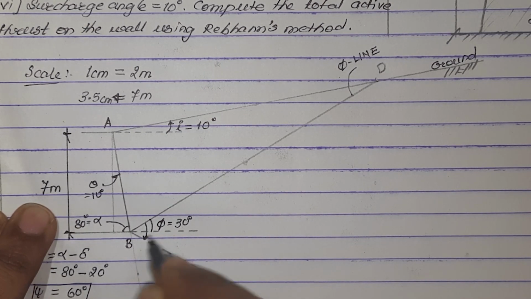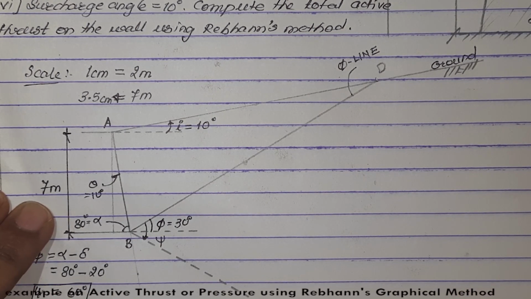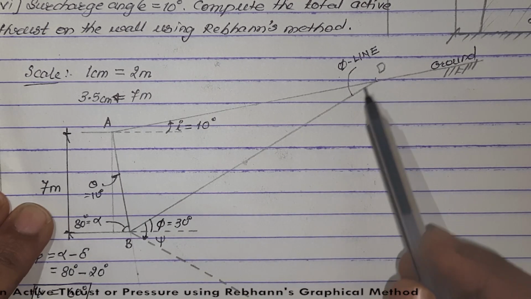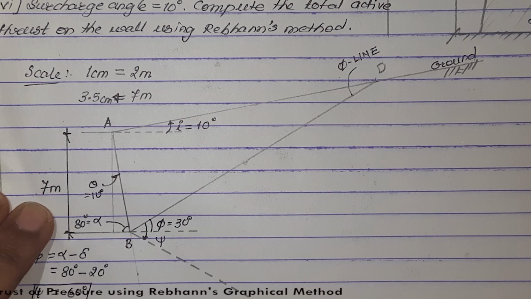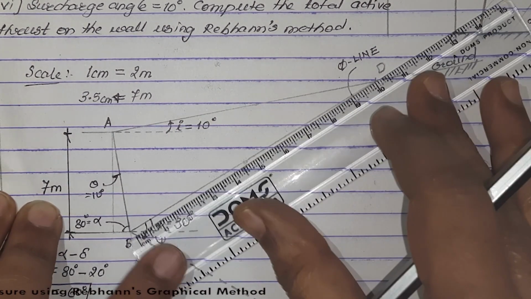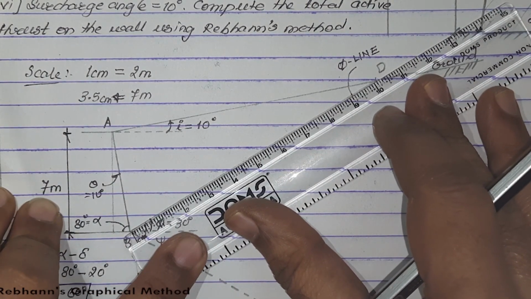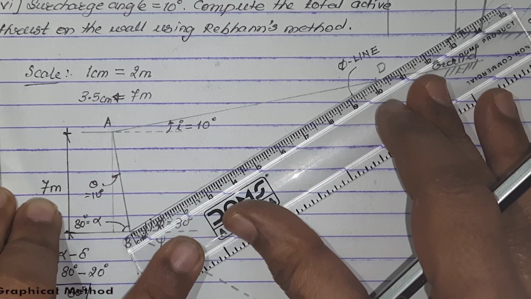This angle is psi. Next step is to draw a semicircle considering BD as diameter. So draw a semicircle, for which we should know how much is the diameter. Measure the diameter through point B to point D. The distance comes out to be 10.2.